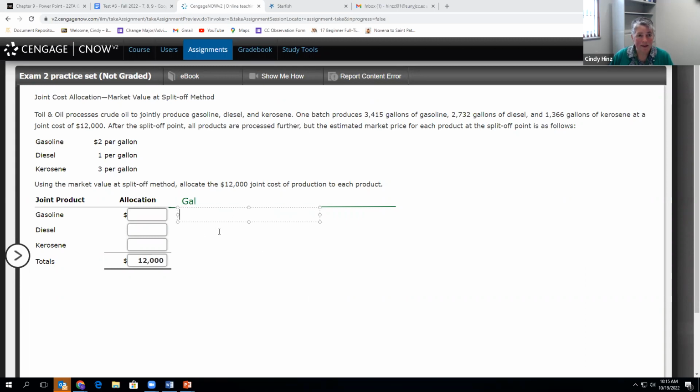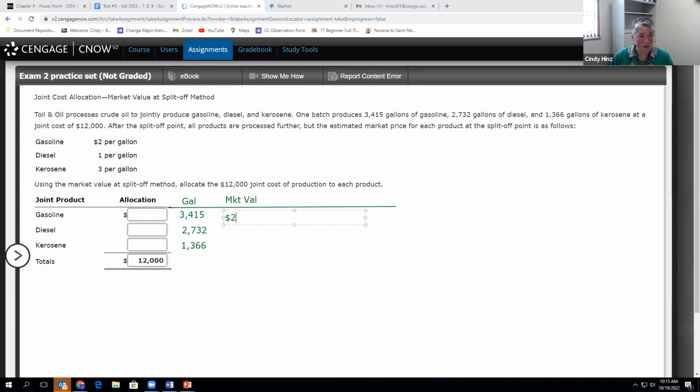And for gasoline, that was 3,415. For diesel, that is 2,732. And kerosene, 1,366. We are then given the market value per gallon for each one of those.